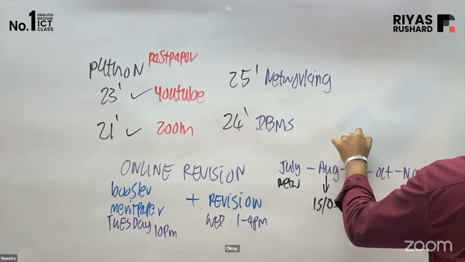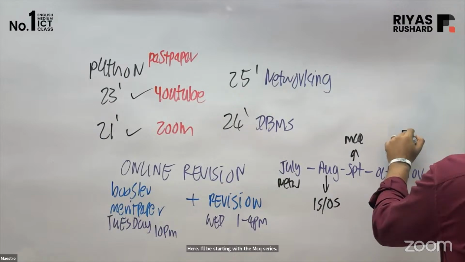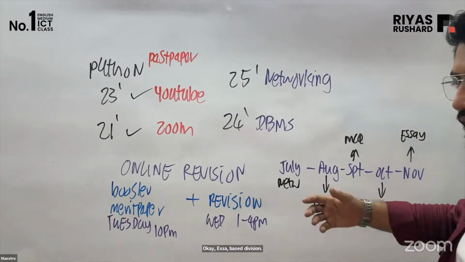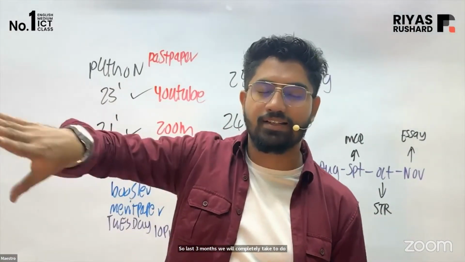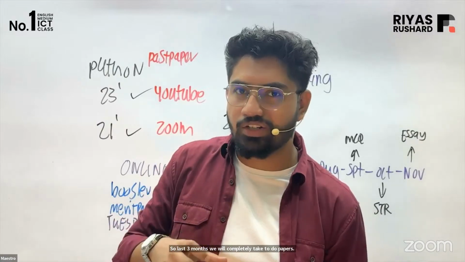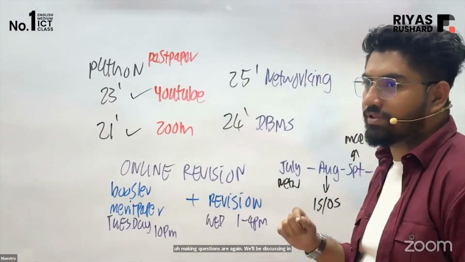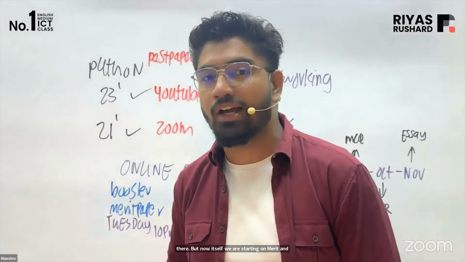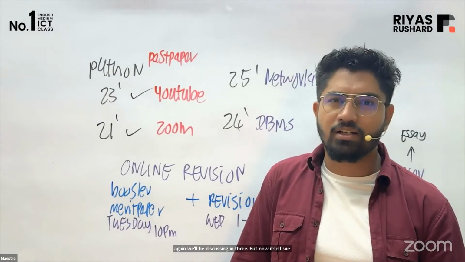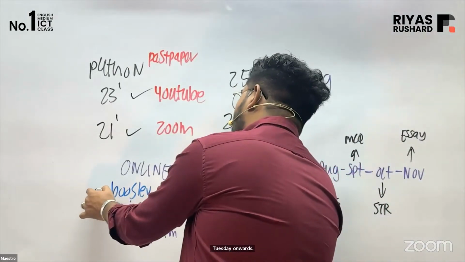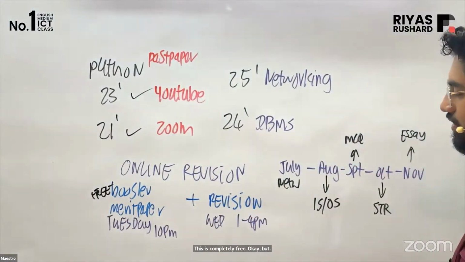Here I'll be starting with the MCQ series, structure-based revision, and essay-based revision. The last 3 months we will take completely for papers only, like weekly papers, discussing them in detail, and the questions will be discussed again. But right now we are starting the merit and booster paper series, commencing from next Tuesday onwards. From next Tuesday, as usual, our normal paper class series will go on. This is completely free. You can join the merit paper revision throughout.